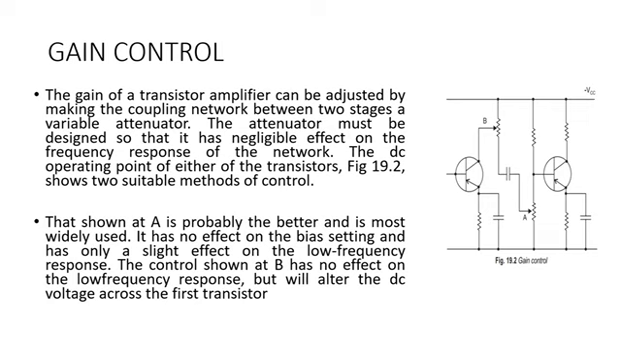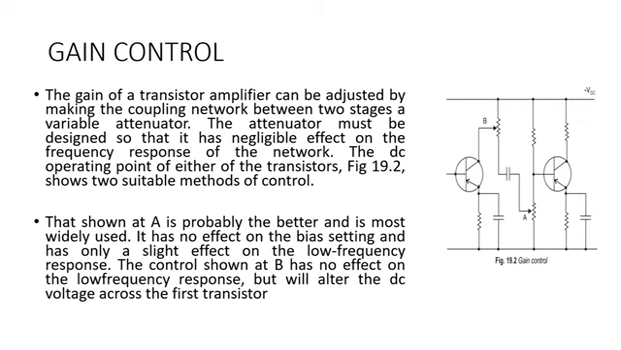You can see there are two potentiometers that have been used. The one at point A, which is available at the base of the transistor Q2, is probably better and is most widely used. It has no effect on the biasing setting and only a slight effect on the low frequencies. It does not affect biasing stability.